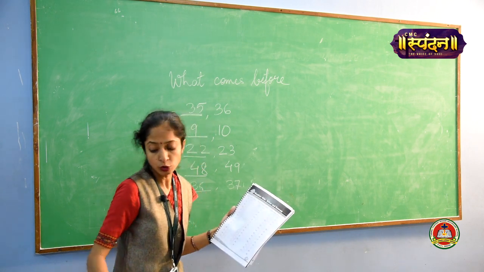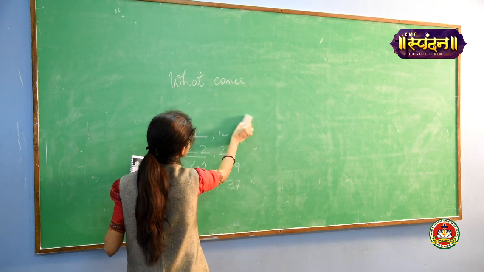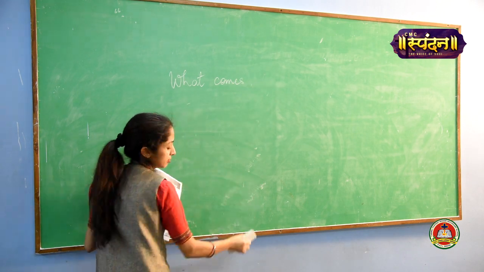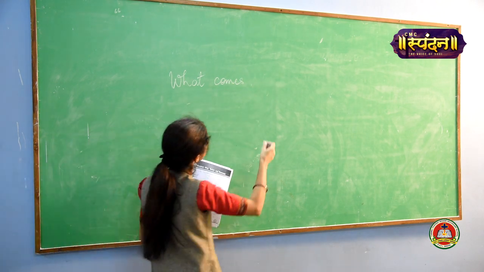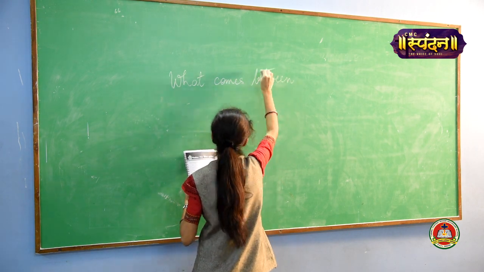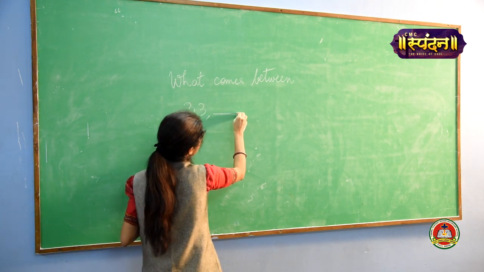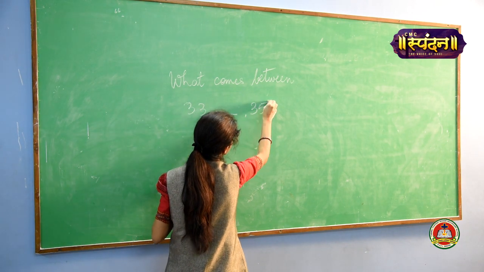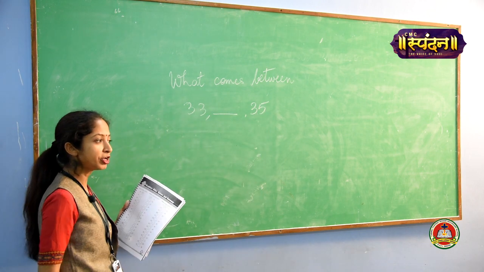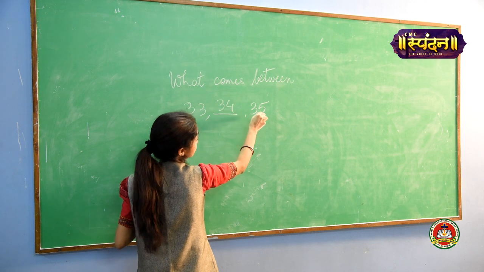Okay. Now we will do what comes in between. Between means beech mein. Okay. Here is 33 blank and 35. Now you do the counting. 33, what comes? 34 and 35.